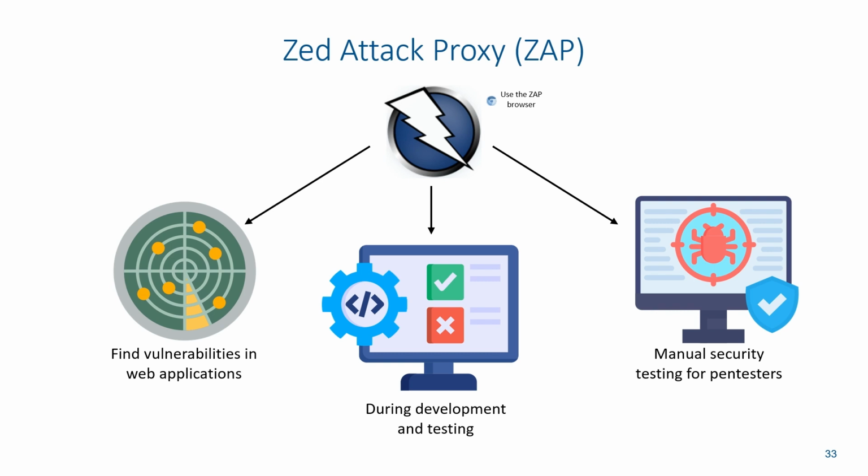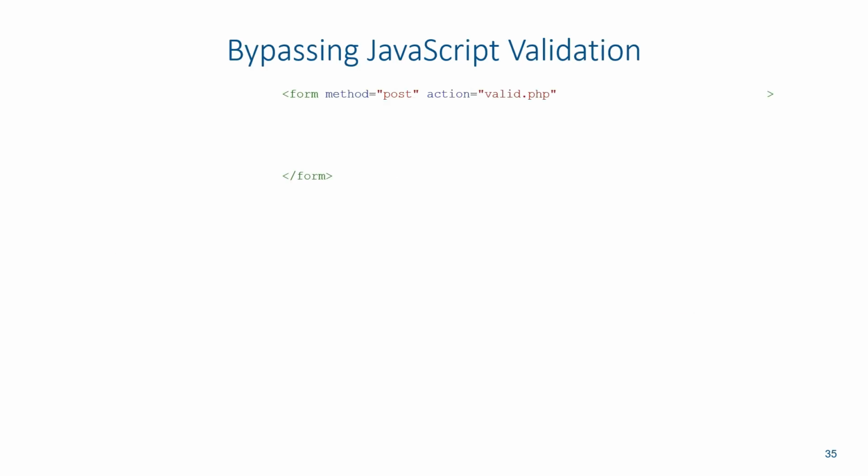As part of ZAP, it comes with a browser. You can pick which browser you're going to use. It basically mimics Chrome, Firefox, Edge, etc. to be able to use it as a proxy to capture information and do something with it. So for example, we're going to look at bypassing JavaScript validation.